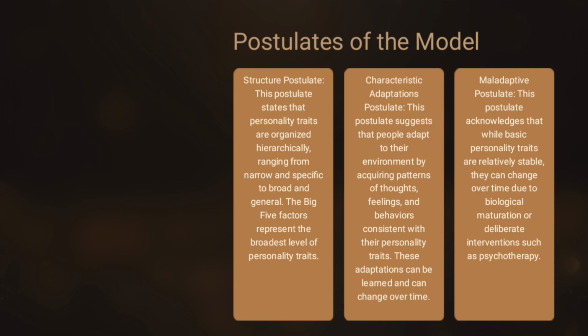The characteristic adaptation postulate. This postulate suggests that people adapt to their environment by acquiring patterns of thoughts, feelings, and behavior consistent with their personality traits. This adaptation can be learned and can change over time. Lastly is the maladaptive postulate. This postulate acknowledges that while basic personality traits are relatively stable, they can change over time due to biological maturation or deliberate intervention such as psychotherapy.